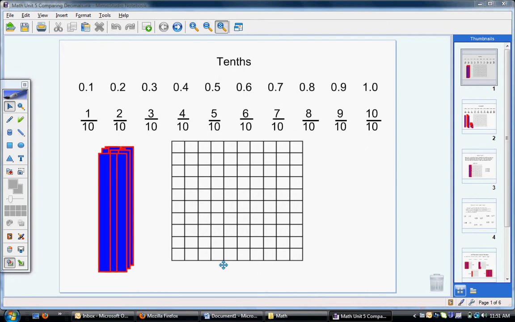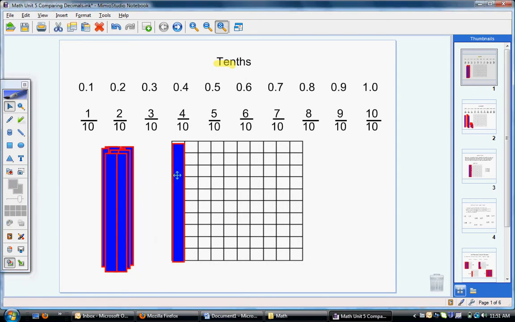Today we're going to learn how to compare decimals. To start, we need to understand really what is a tenth and what is a hundredth. We're going to start with tenth. A tenth is named such because it has that word 10 in it, and there are 10 tenths in one whole. So if I were looking at my grid down here, this bar right here is worth 1/10.